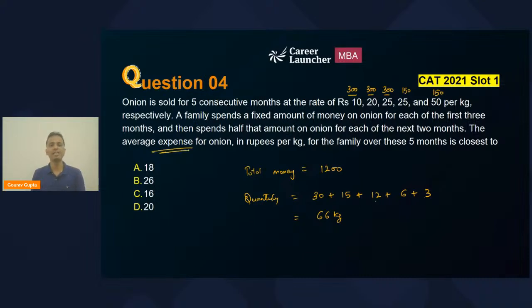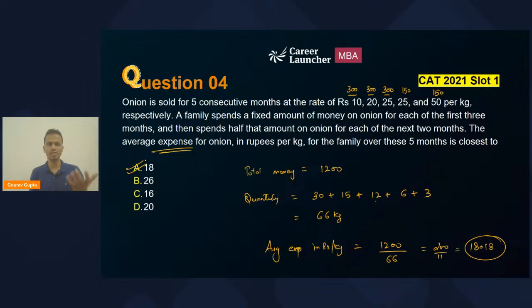So the average expense on onion in rupees per kg will be equal to total money spent, 1200, divided by total quantity bought, that is 66. Simple. So 200 upon 11, and that is 18.18. So 18.18 will be the exact answer, and among the options we'll have to select the option which is closest, and hence option A will be the correct answer. All right, so this one was very simple.